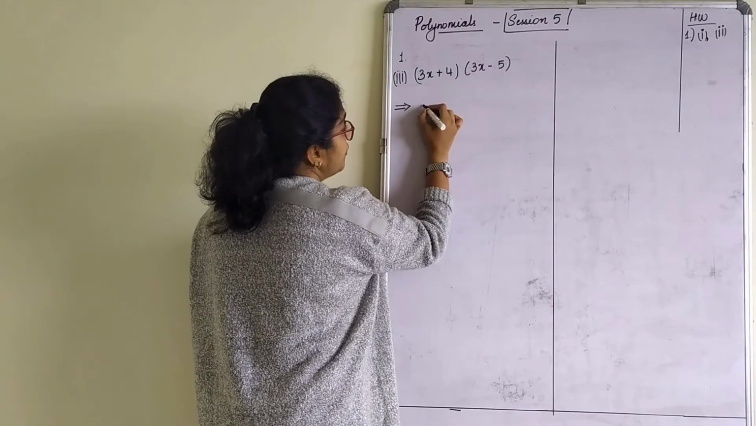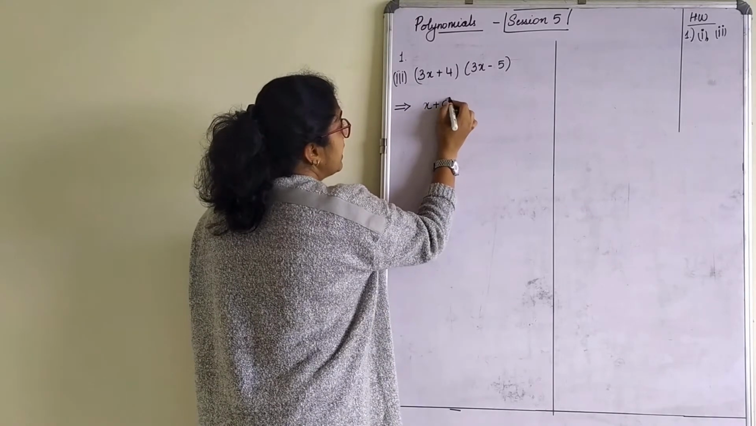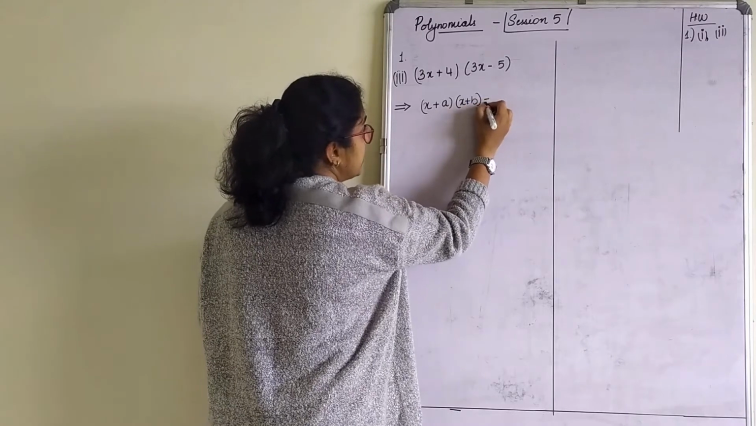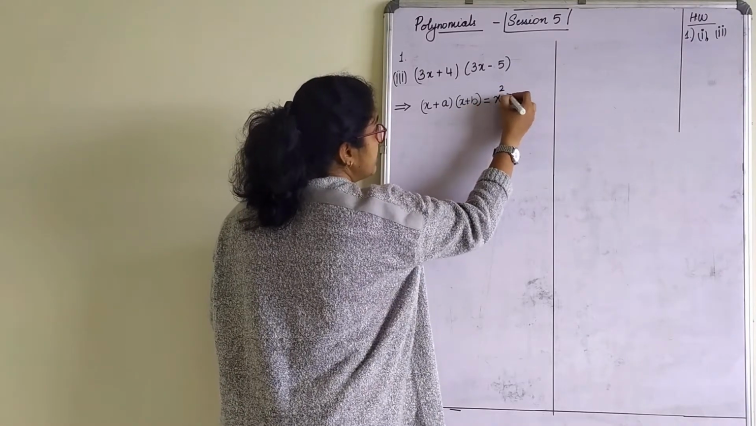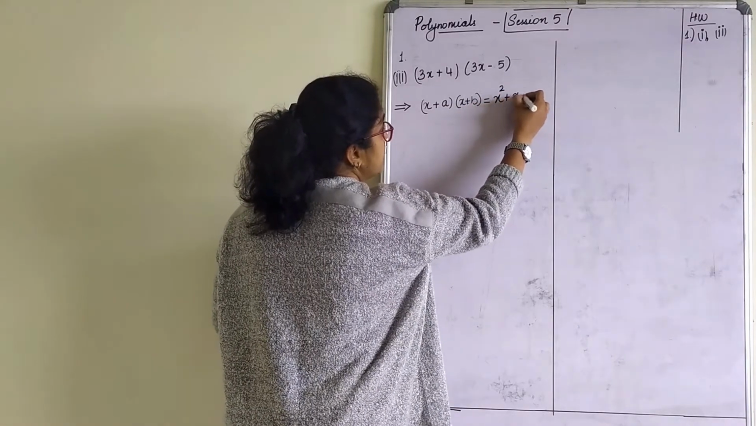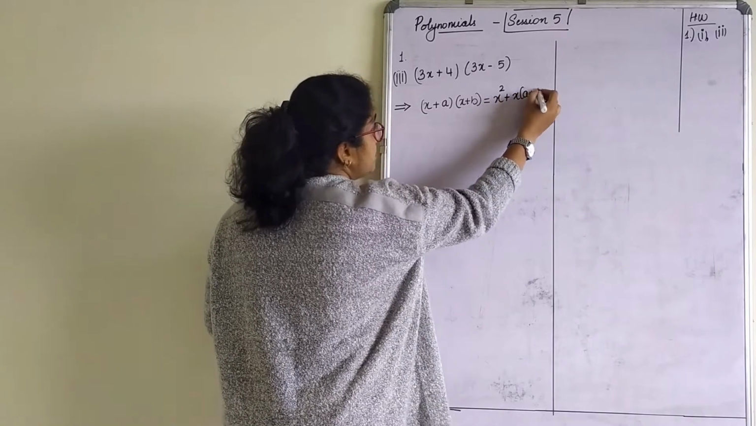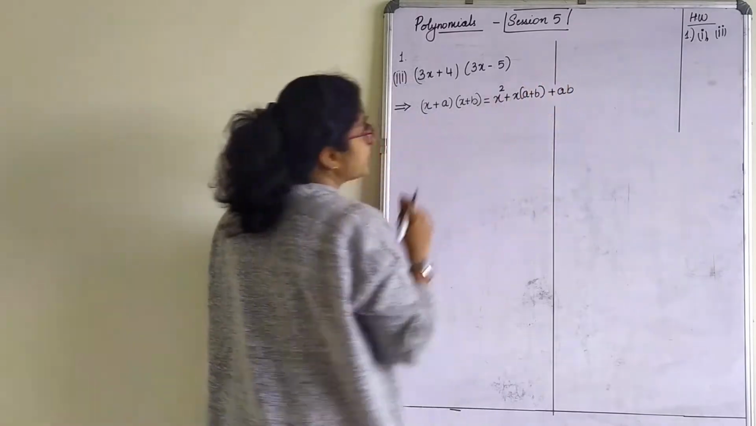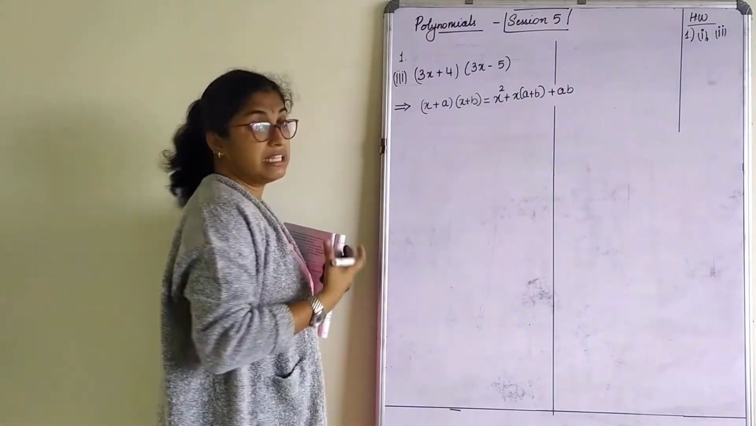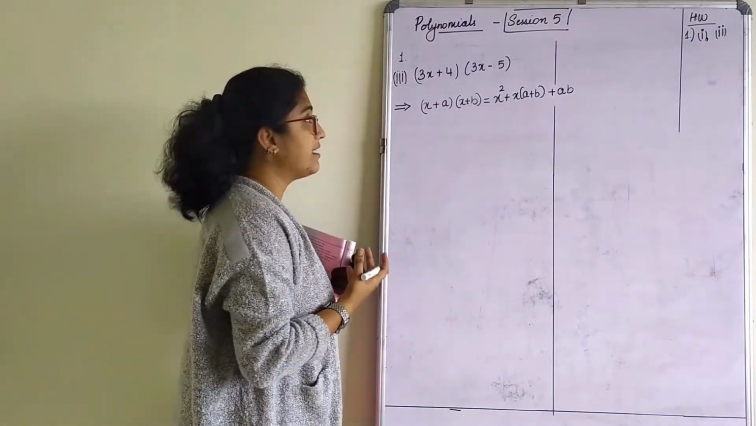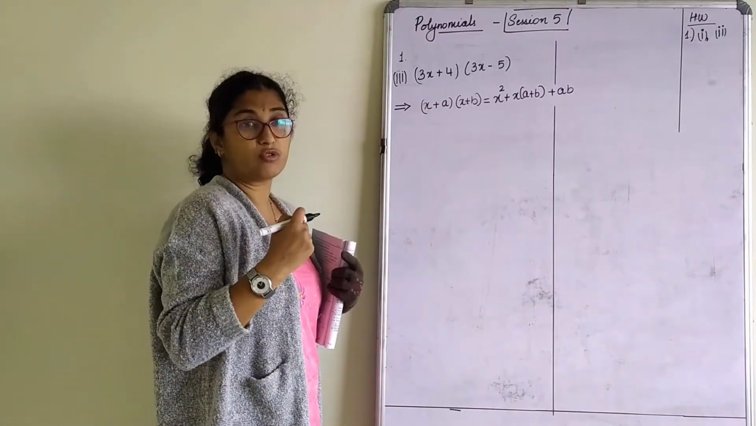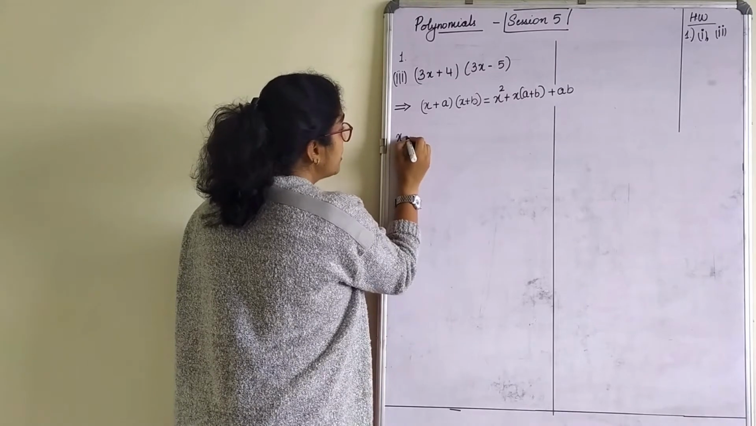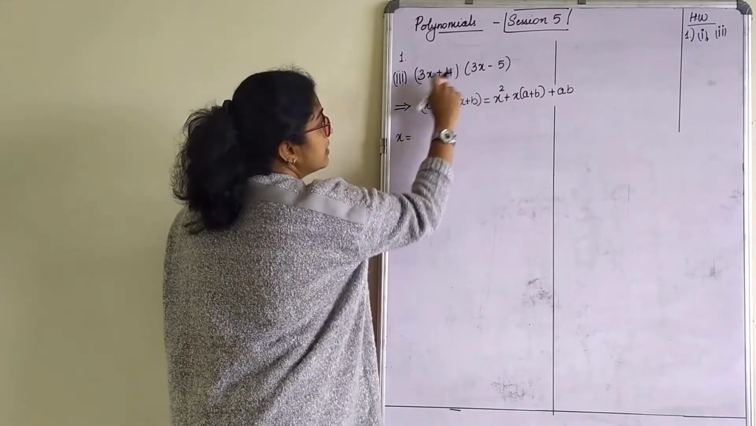So, this is of the form (x + a)(x + b), which is equal to x square plus x(a + b) plus ab. This is the identity here. After we identify the identity, I know there will be two or three extra steps, but you have to follow them. So here, your x is equal to what?